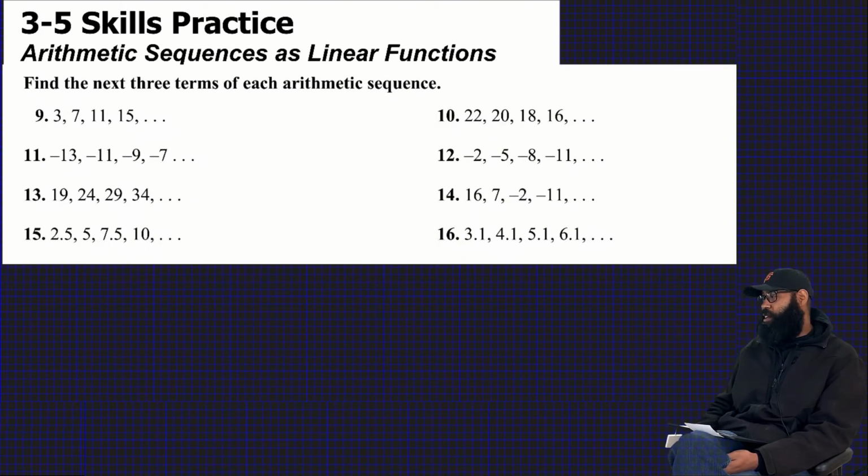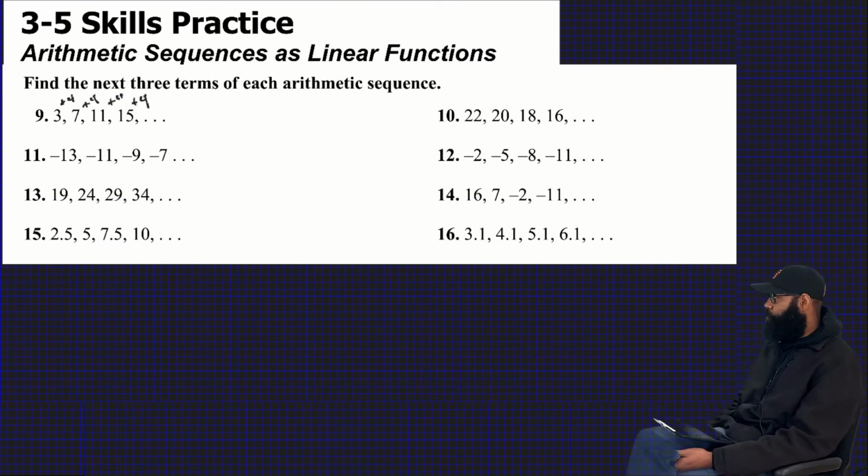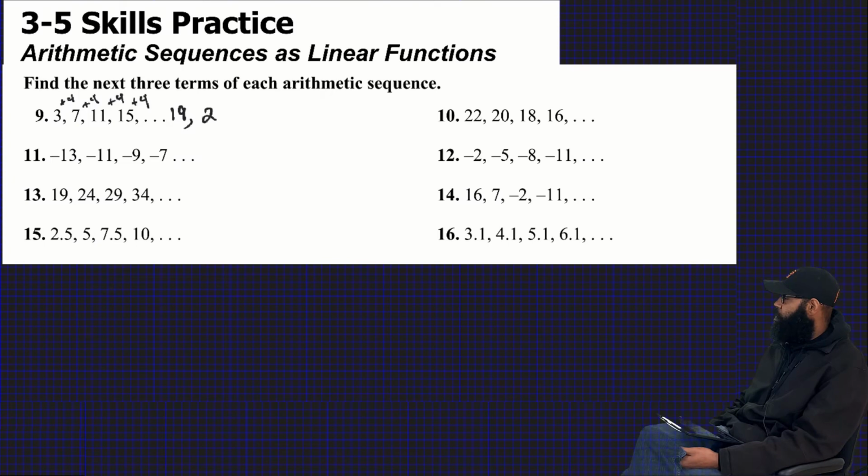So now we're actually going to find the next 3 terms. Back in the day, this used to be called patterns. Now it's an arithmetic sequence. And it looks like we're adding 4. So 15 plus 4 would be 19, and then 19 plus 4 would be 23, and then, of course, 23 plus 4 would be 27. And I believe I don't have to do anything else after that.